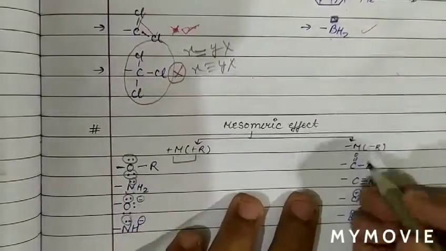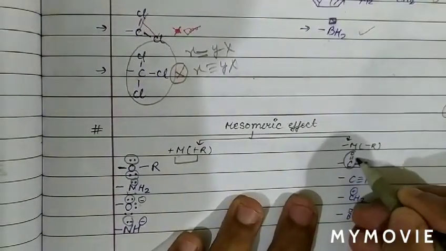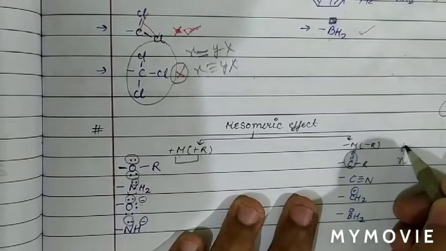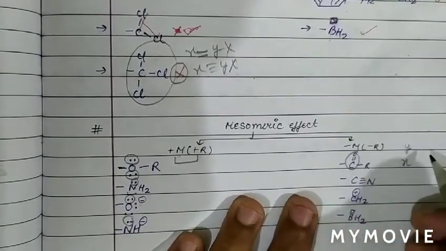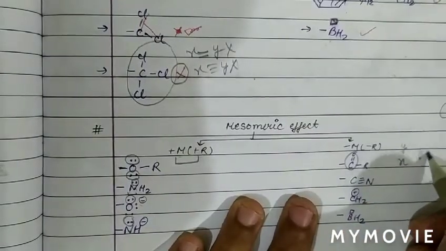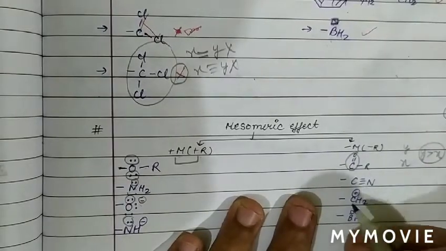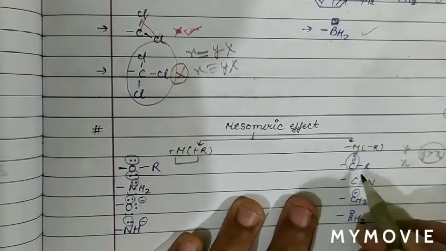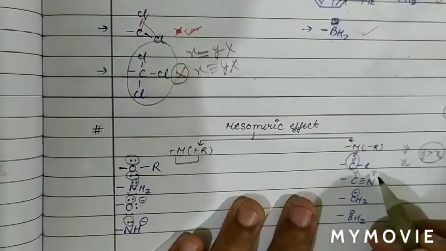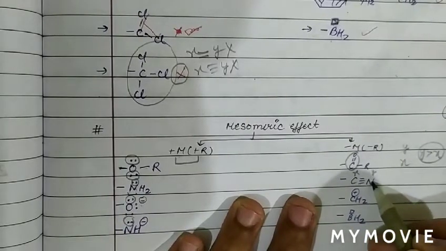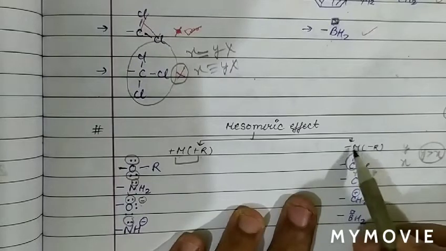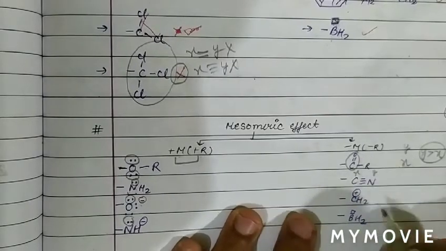As we can see, here carbon and oxygen are X and Y, and the electronegativity of Y, because it is an oxygen atom, is more than X, therefore it will behave as a minus M group. Now see, C triple bond N, X and Y, the electronegativity of Y, which is nitrogen, is more than X, so it also behaves as a minus M or minus R group.